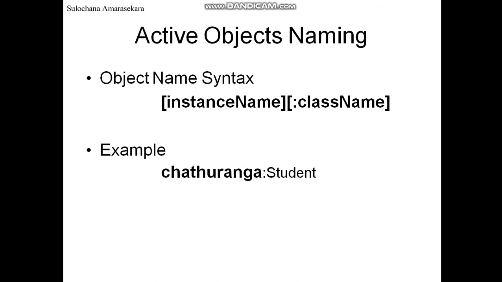Next, object. Classes or subcomponents in the system are called objects. As I told you before, we can use a rectangle to represent the object. Inside the rectangle we write the name of the object. When writing the name we need to mention the instance name and class name, separated by a colon. As an example, Chaturanga colon student represents the Chaturanga instance under the student class.